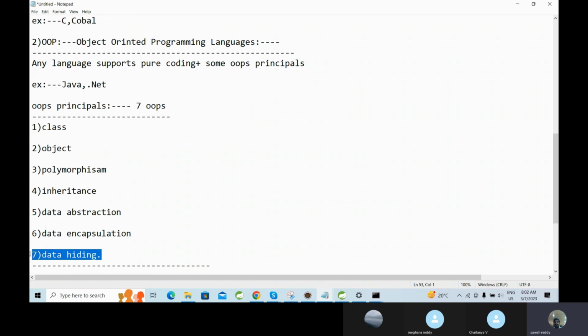Please remember, if anybody asks after completion of this training, sir, how many OOPS principles are there? Actually, I am also a panel member for my company. I have asked many questions in interviews and selected many people. So I asked: can you please explain what the OOPS principles are? The 7 OOPS principles according to Sun Microsystem are class, object, polymorphism, inheritance, data abstraction, data encapsulation, and data hiding.